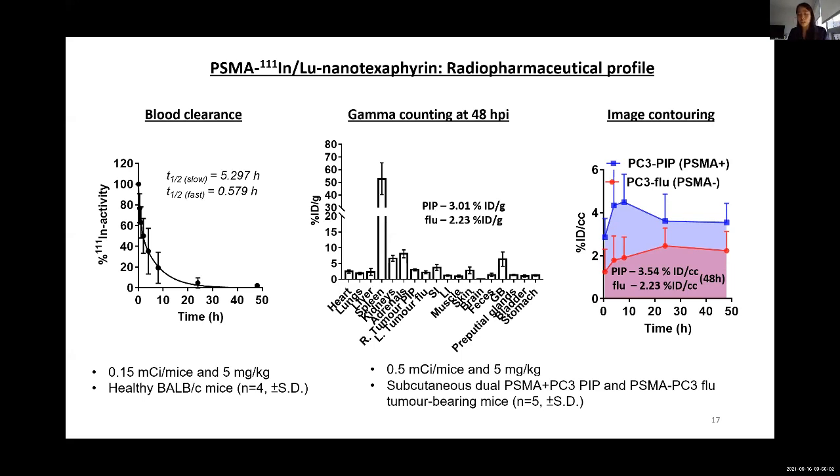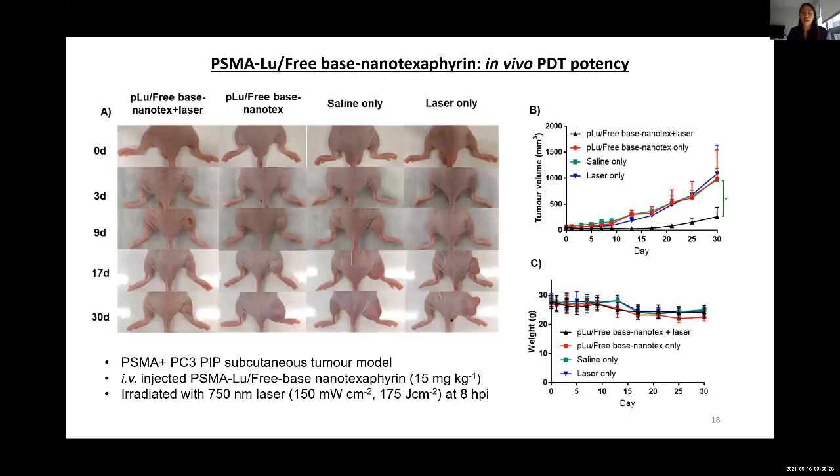And from the image contouring, we harness more information regarding the comparison between two tumors, but also what time point the tumor accumulation peaked. We were able to see that at 8 hours in the positive tumors, we were able to get over 4% ID per gram of our nanoparticles based on our image contouring. And with that being the case, we wanted to wrap up the studies with some in vivo PDT experiments.